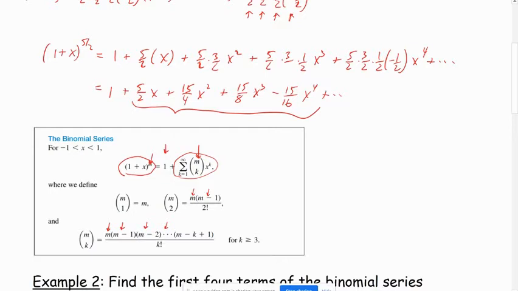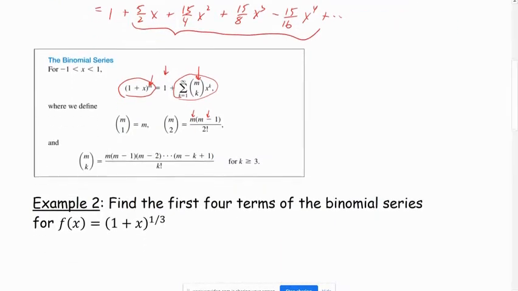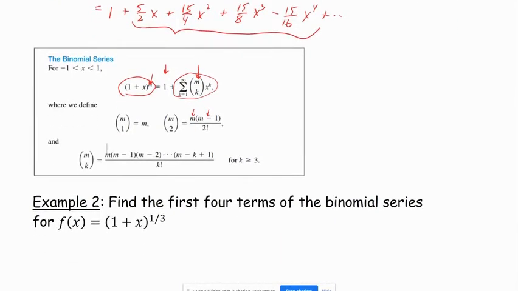It's going to have the same number of terms as k. When k is 1, we get 1 term. When k is 2, we get 2 terms. When k is 3, we have 3 numbers multiplied on the top. When k is 4, we have 4 numbers multiplied on the top, and so on. We will use this binomial series theorem to do example 2.